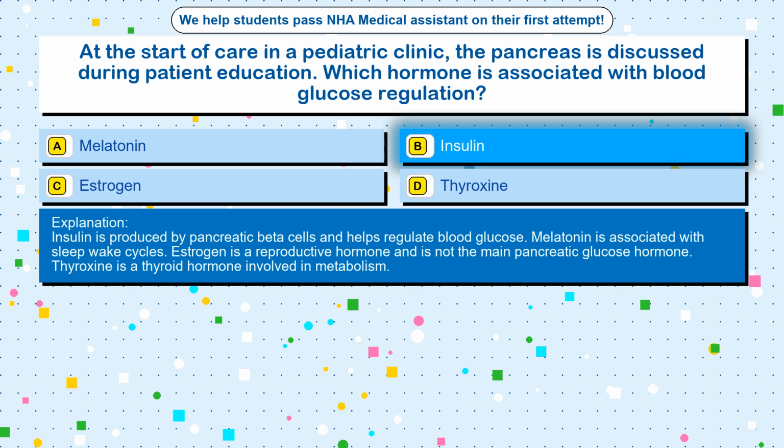Insulin is produced by pancreatic beta cells and helps regulate blood glucose. Melatonin is associated with sleep-wake cycles. Estrogen is a reproductive hormone and is not the main pancreatic glucose hormone. Thyroxine is a thyroid hormone involved in metabolism.